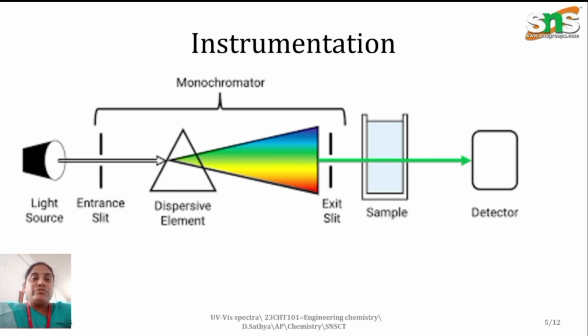So the instrumentation of UV we have already discussed. The light source light will enter the entrance slit, hit the dispersion element, and go to the exit slit. So here the monochromator will be used. The monochromator works by converting the beam of light into a single beam of light. That single beam of light will enter the sample, and finally the detector will detect how much light the sample has absorbed. So this is called the basic instrumentation of UV visible spectra.